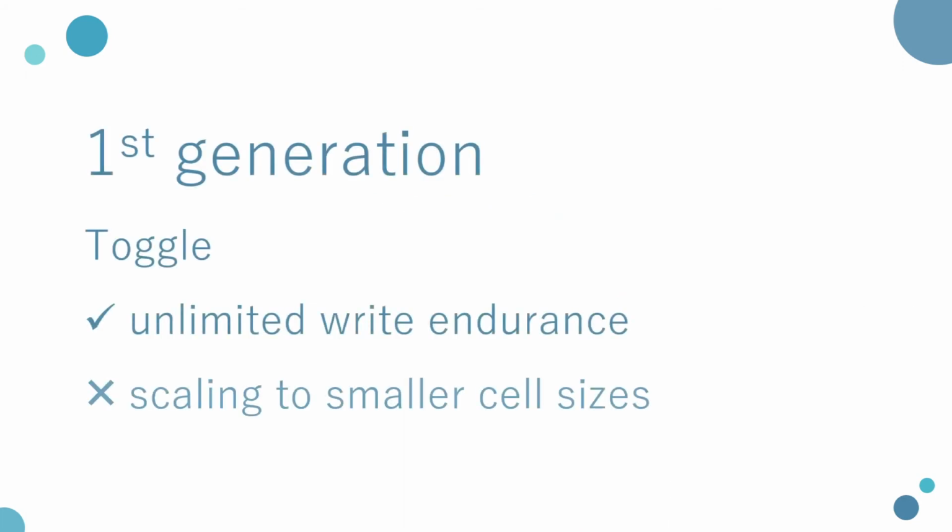MRAM technology can be classified by the switching method employed to write data. There are three generations of the development.